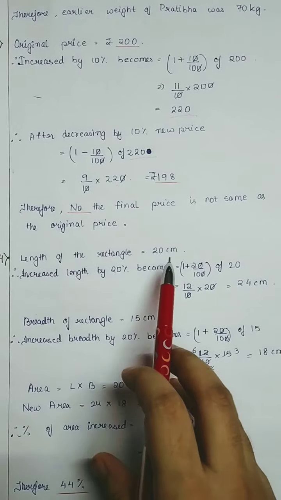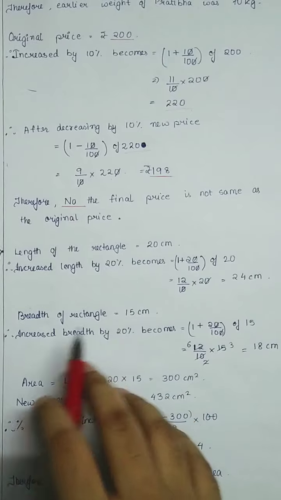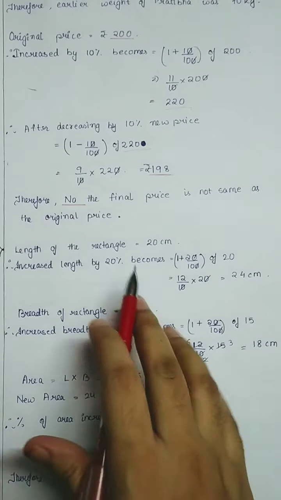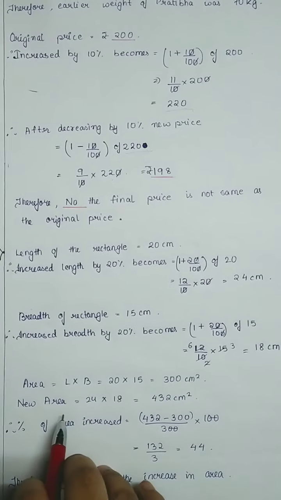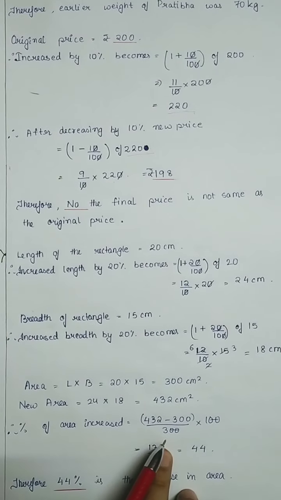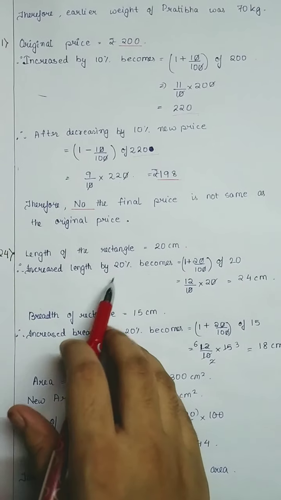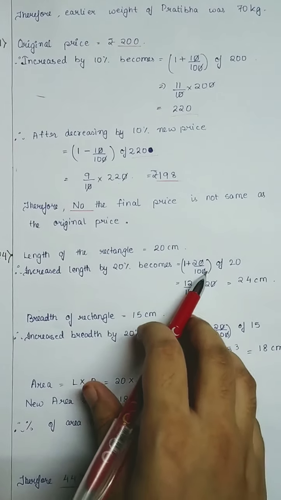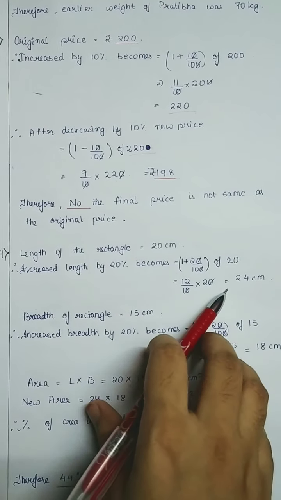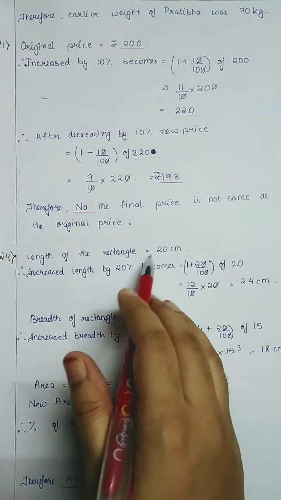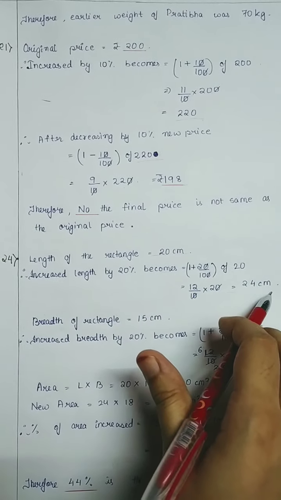The size of the rectangle is given: 20 centimeter and 15 centimeter. We are increasing both of these, length and breadth, by 20%. Now we have to tell by what percentage the area will increase. First of all, the length: we write 1 plus 20 by 100 of 20, that is equal to 12 by 10 into 20, that is 24 centimeter. Means firstly it was 20 centimeter, and after increasing 20%, it became 24 centimeter.